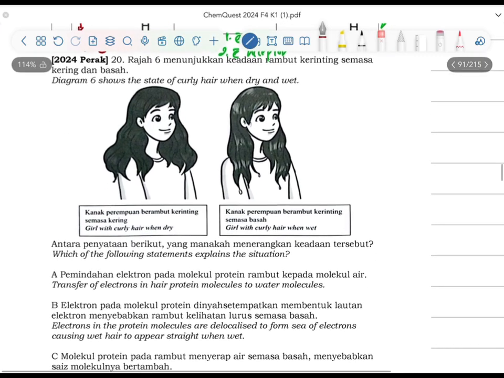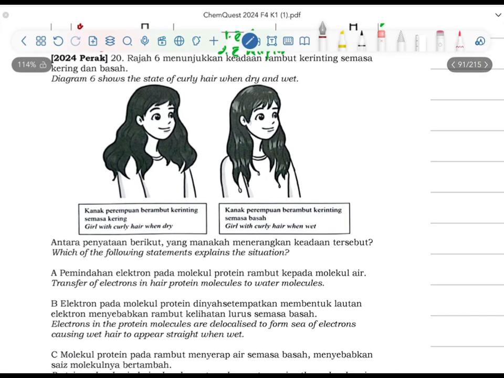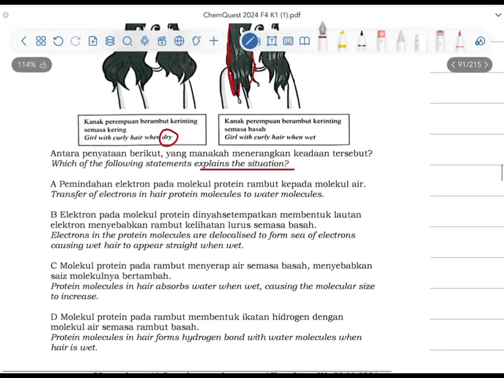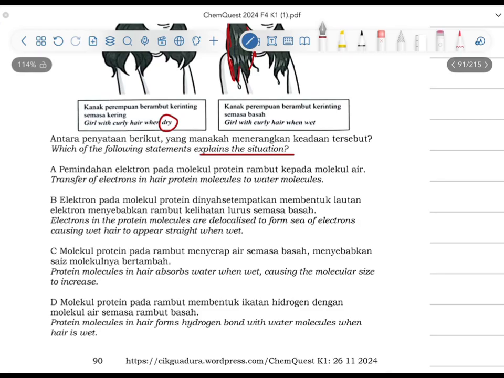Okay, next, this question is related to the state of curly hair when dry and wet. Which of the following explain the situation? We can observe that when this girl's hair is dry, it is curly, and after washing her hair, it gets more tidy, with the hair sticking together. So let's look at what happens.